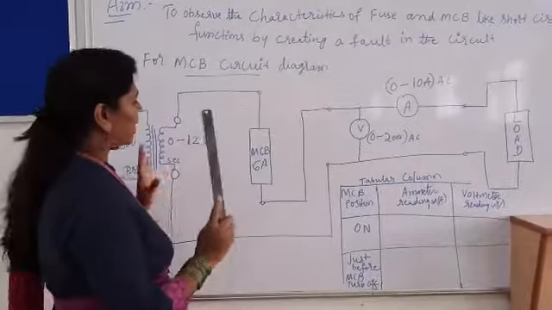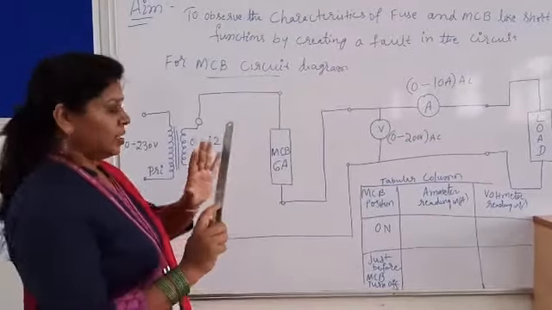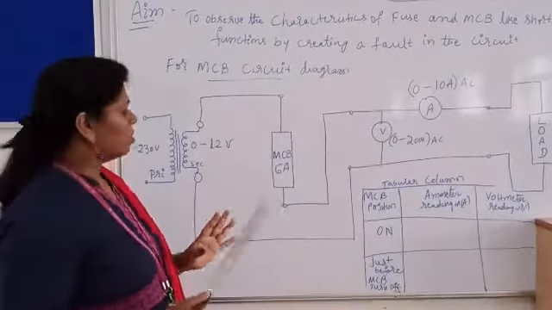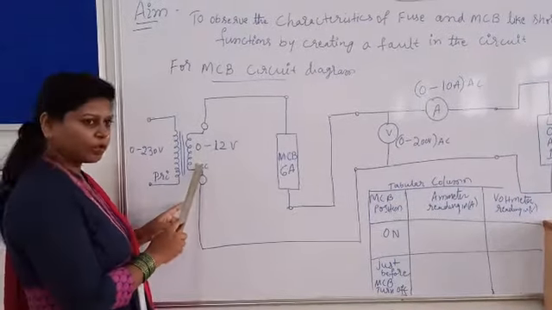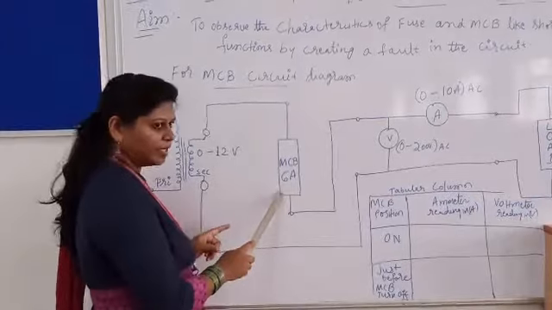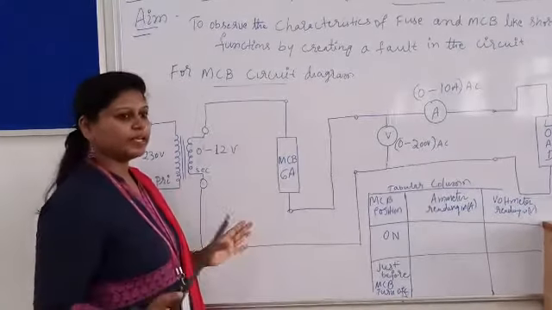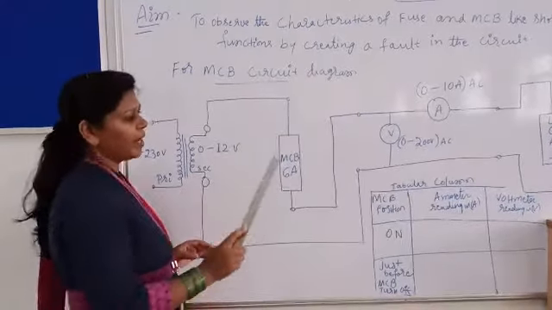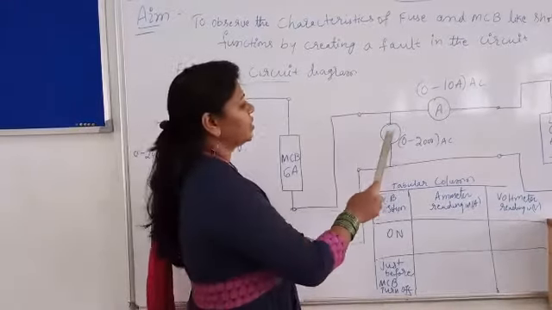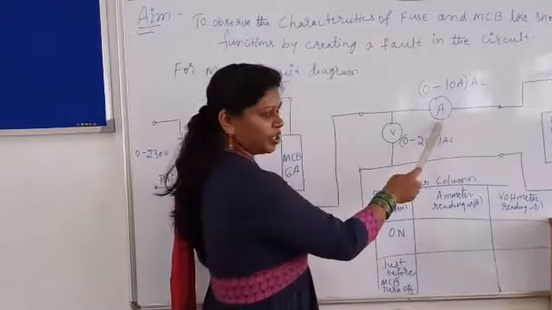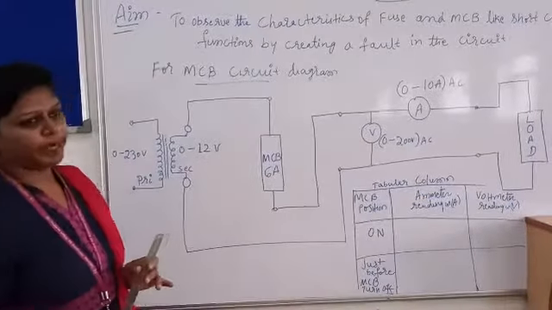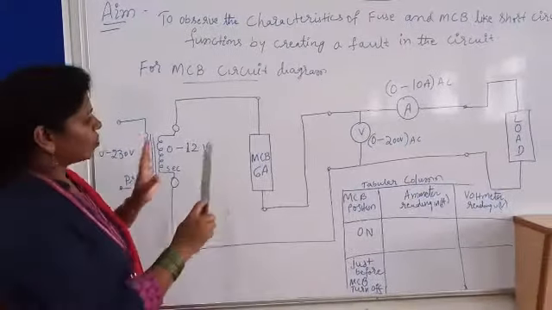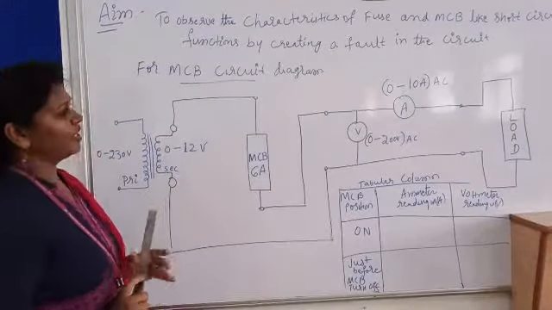In this demonstration kit, we have the inbuilt 0 to 12 volt step down transformer and MCB. These two are inbuilt inside the kit. Externally we will connect the voltmeter, the ammeter and also the load to conduct the experiment. So that is about the circuit diagram and the components required.